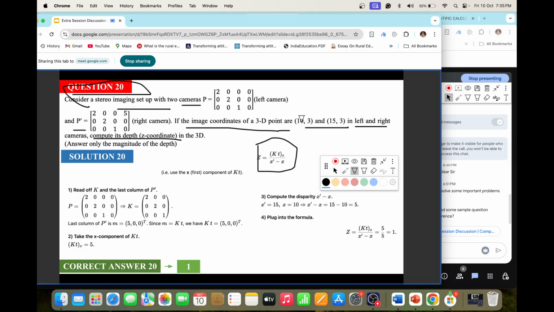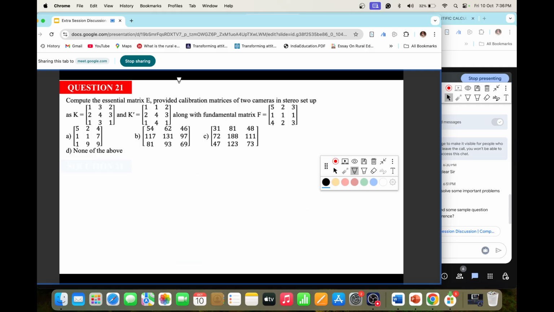X dash is what? X dash is the right one, so that is 15. X is 10. So 15 minus 10 will be in the denominator. KTX is nothing but this value, that is 5. So just 5 by 15 minus 10, that will be equal to 1. So 1 is the depth. Very simple question, but keep this in mind, and this is one of the most important questions related to your stereo geometry.